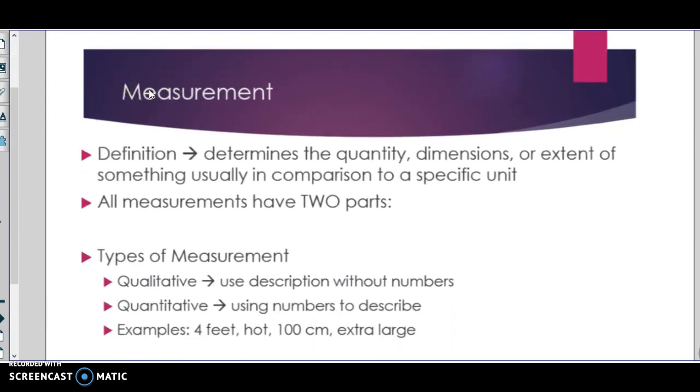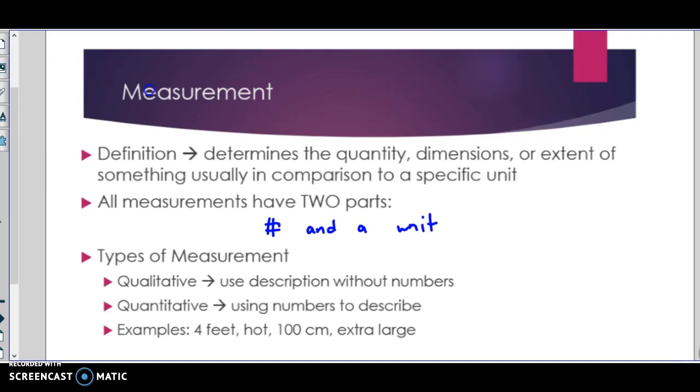The next portion of the chapter involves math and measurement. Measurement is defined as the quantity, dimensions, or extent of something, usually in comparison to a specific unit. All measurements have two parts, a number and a unit. A number without a unit tells us nothing. I could say 10. 10 what? 10 marbles? 10 pounds? 10 centimeters?